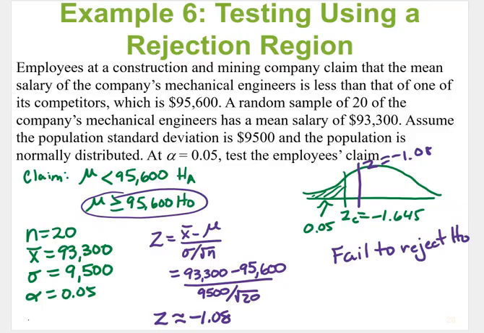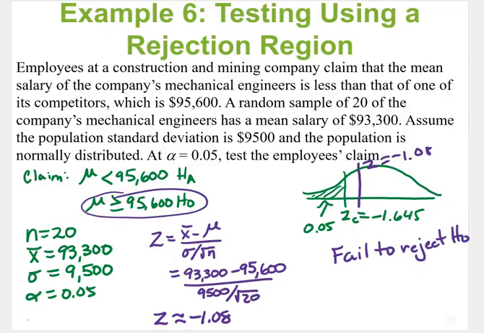So if you want to write a full sentence, there is not enough evidence at this 5% level of significance to support the employee's claim that the mean salary is less than $95,600. Right, so again, make sure that you are being able to write your answer very clearly.